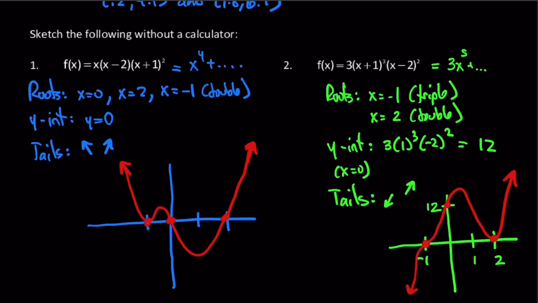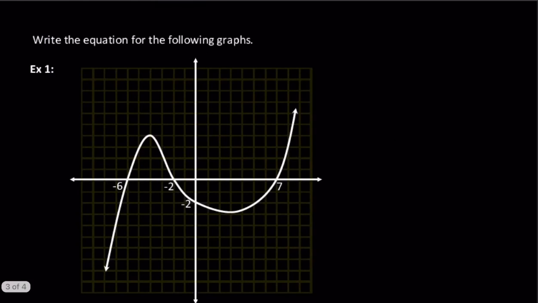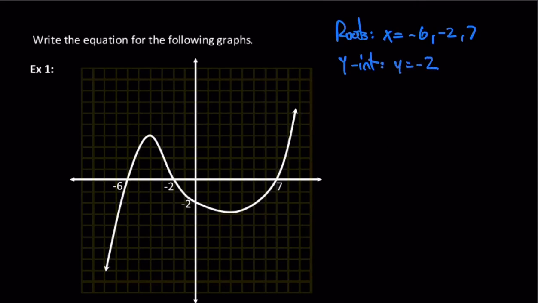Okay, let's get into writing equations. So I want you to write the equation for this graph. Basically what you need to do is identify all your roots and your y-intercept. Notice your tails. So basically I see it has 3 roots. I notice these tails, so I recognize this as a positive cubic. What I want to do first is identify the key parts. Roots. X equals -6, -2, and 7. My y-intercept, y equals -2.